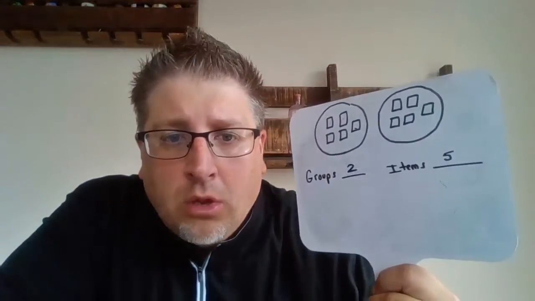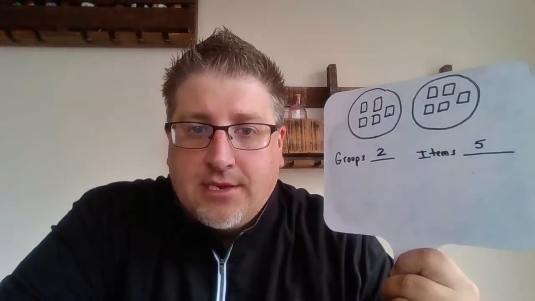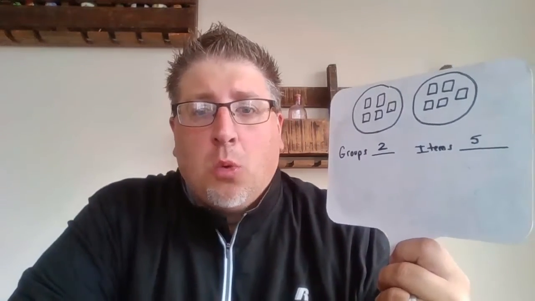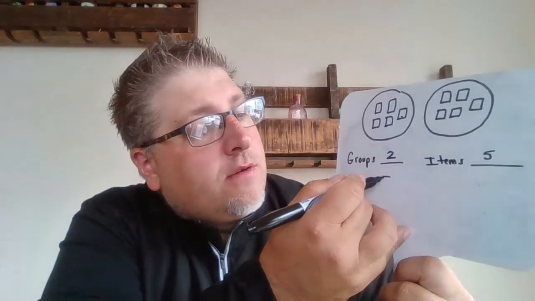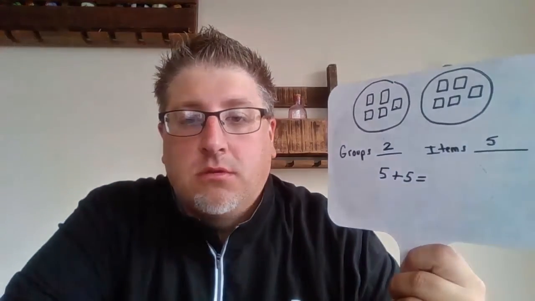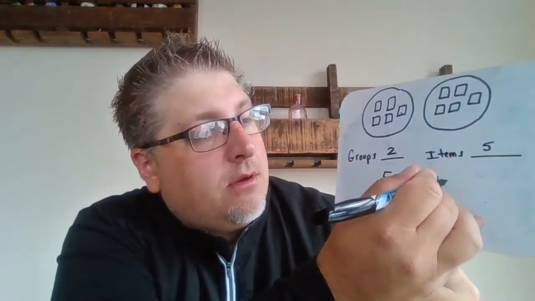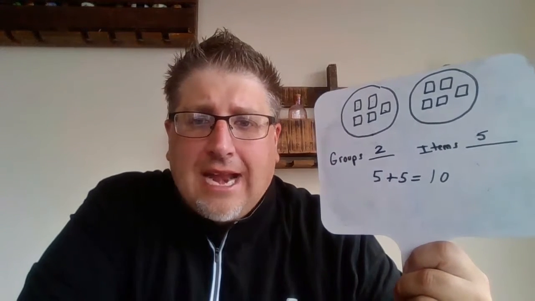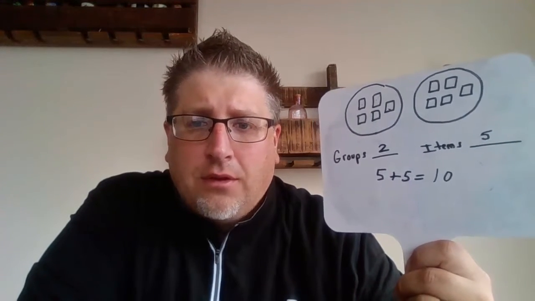Guess what? We can break this down into a couple of number sentences here if we want to, okay? First things first, if we want to add, we're just going to add the groups together. 5 plus 5 equals 10. Very simple. Boom, look at that. We figured that out. Very, very simple.